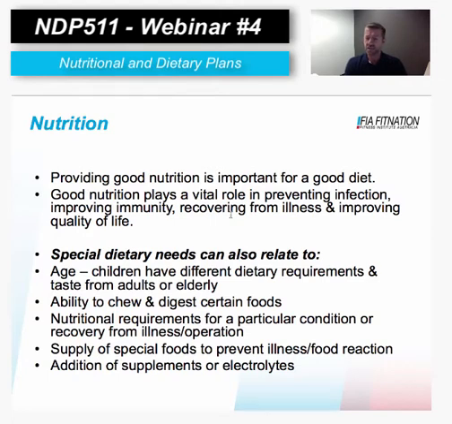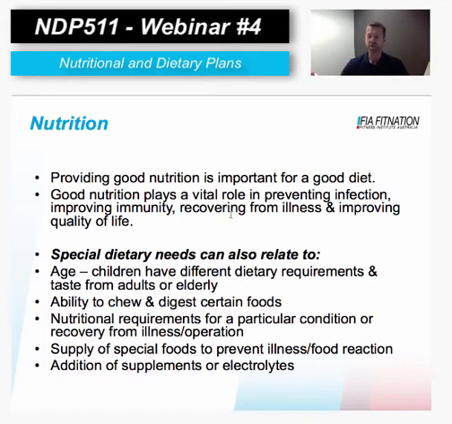Special dietary needs can also relate to age. Children have different dietary requirements and tastes from adults and also from the elderly as well. Ability to chew and digest certain foods, and again this could be age related, either young or elderly, or it could be relating to a particular medical condition. Nutritional requirements for a particular condition or recovery from illness or operation. Obviously, dietary needs will change based on that, especially after an operation where tissues are healing.